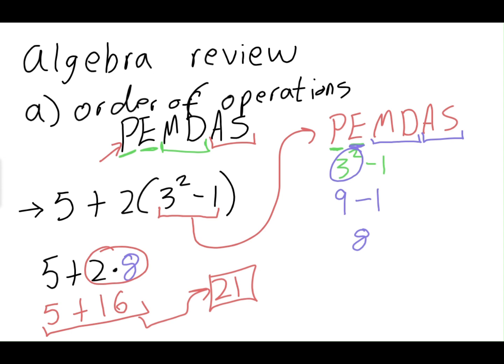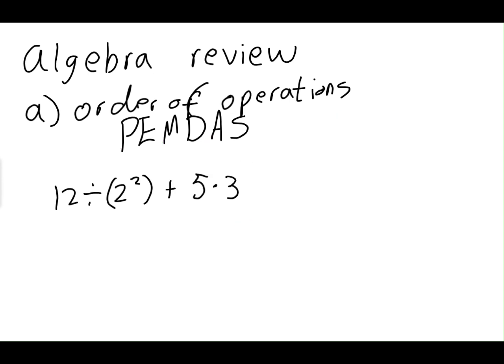Okay, so let's take a look at one more problem now. Here we have 12 divided by (2 squared) plus 5 times 3. So we'll start off with PEMDAS again. So we do the parentheses. So here's a parenthesis right there. It actually doesn't matter. We don't really need these parentheses, but they're there, so let's do them. So inside that parenthesis, all we have is an exponent, so that's just going to be 2 squared is 4. So we have 12 divided by that 4 we computed, plus 5 times 3.